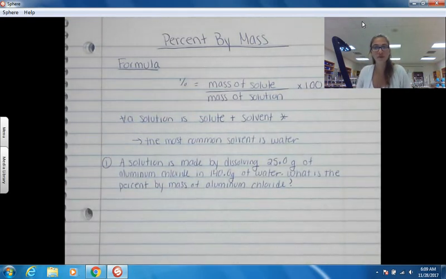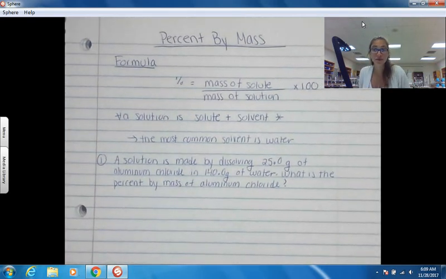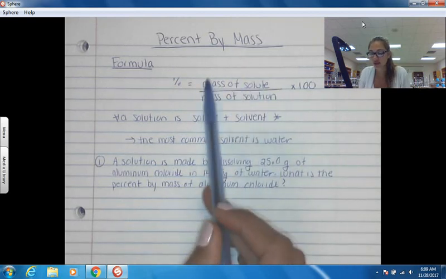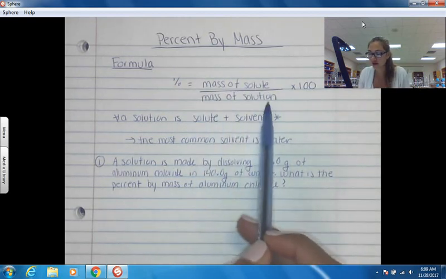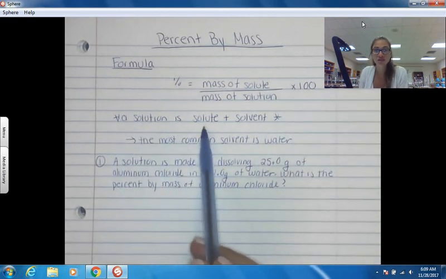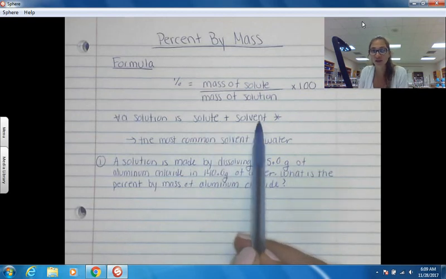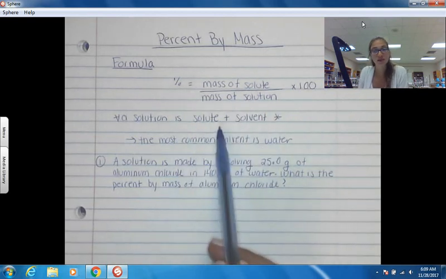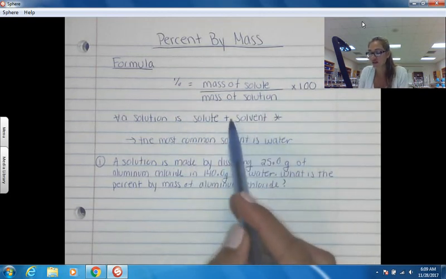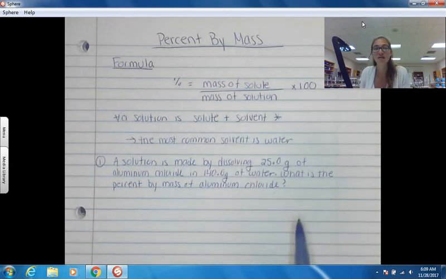The formula for percent by mass is similar to any percent formula that we've done. It's part over whole times 100. In this case, our part is the mass of the solute divided by the mass of the solution times 100. Please keep in mind that a solution is the solute and the solvent. A lot of students have trouble with this because instead of adding these two together, they just take into account the solvent and forget to add the two together. So just being conscious of this will help you minimize that error.